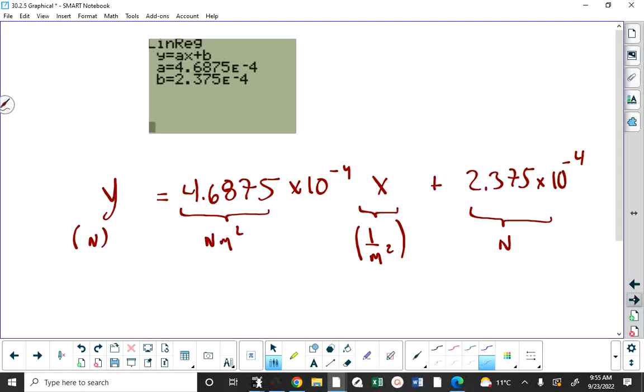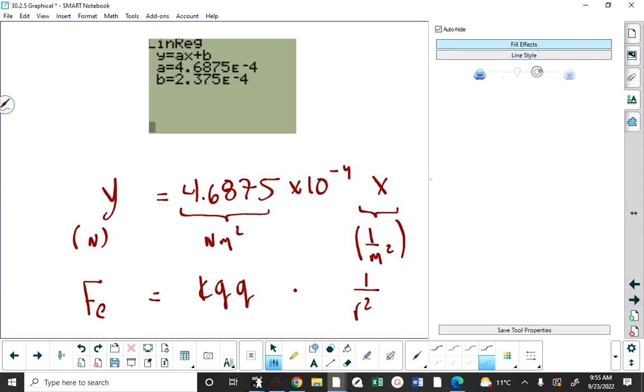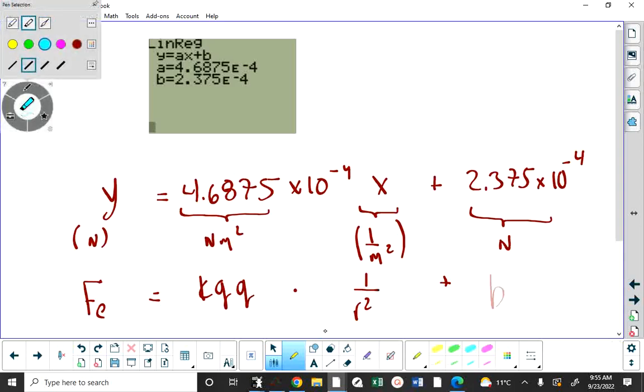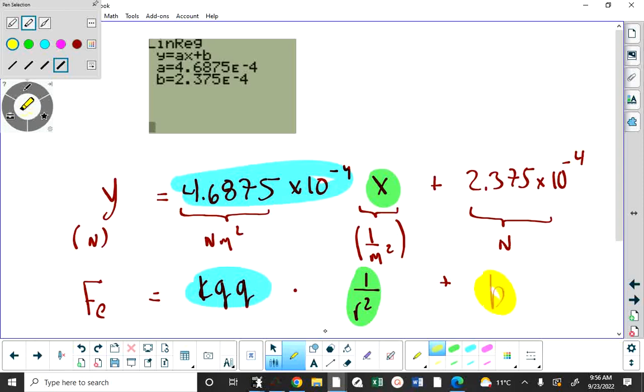And I'm going to end this by saying the formula in physics that's supposed to connect everything here is that. So again, and some people will see this more immediately than others, this is equal to kQQ. Our x is 1 over r squared, and the y-intercept is this many newtons.